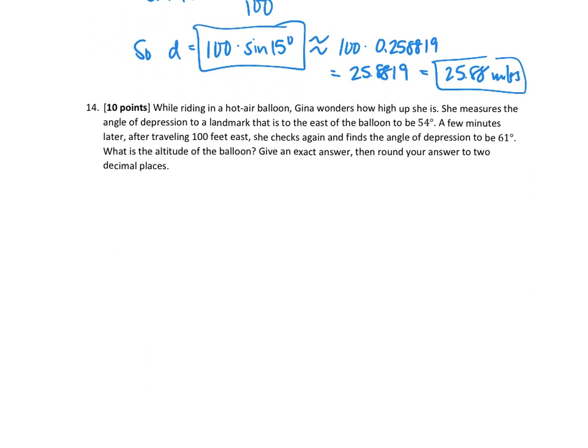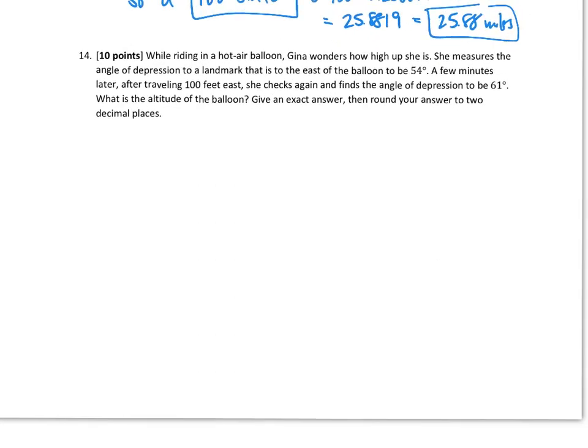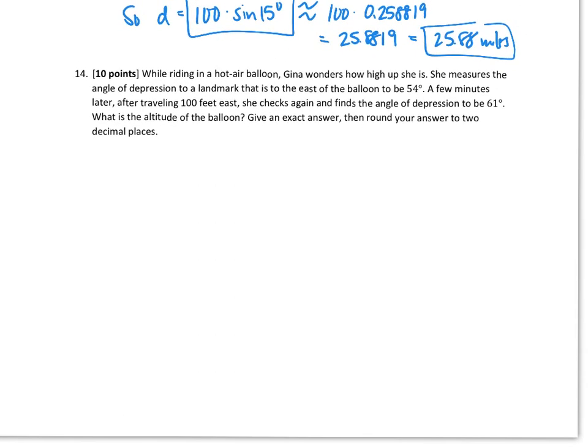All right, last one. We've got this person, Gina, who's up in a hot air balloon. She wants to know how high up she is. She measures the angle of depression to a landmark that's to the east of the balloon to be 54 degrees. A few minutes later, she travels 100 feet east. She checks again and finds the angle of depression to be 61 degrees.